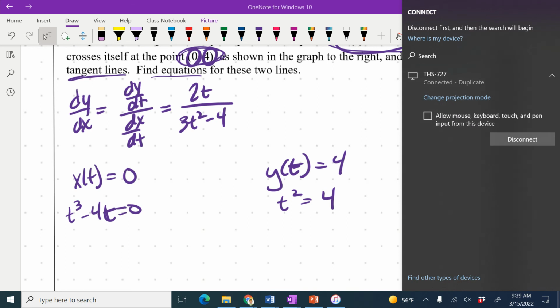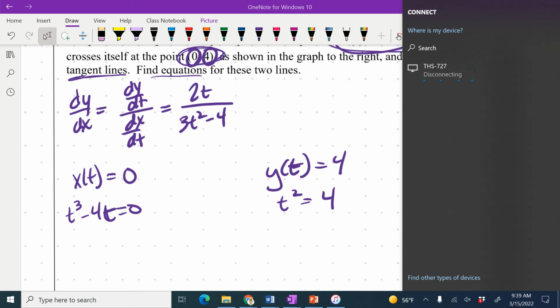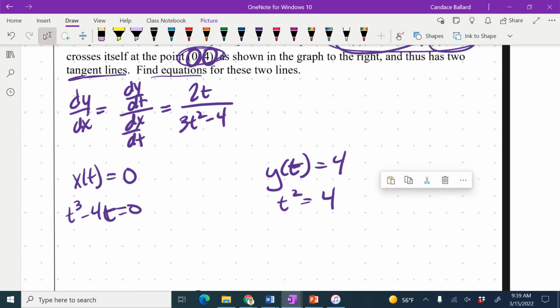All right, so while I'm working on this, I want you to go ahead and do t cubed minus 4t equals 0. And then your other one should say t squared equals 4. Okay? And solve those two. So did you get it? t cubed minus 4t equals 0, and t squared equals 4. So solve those two things.